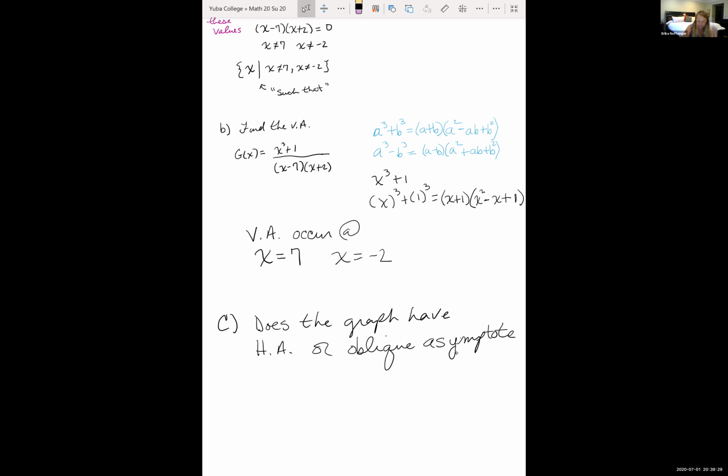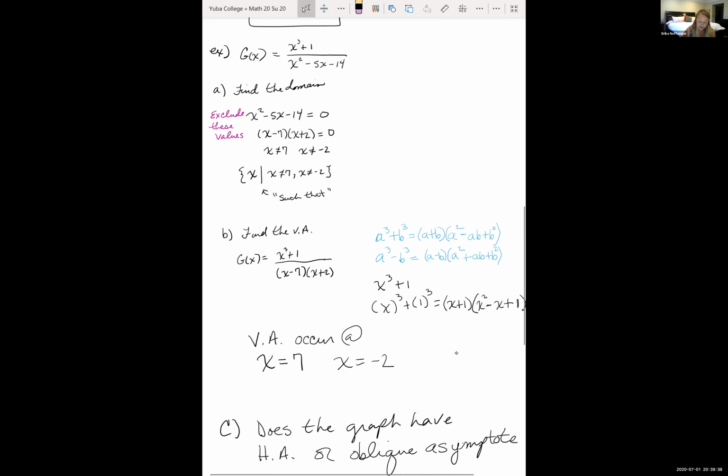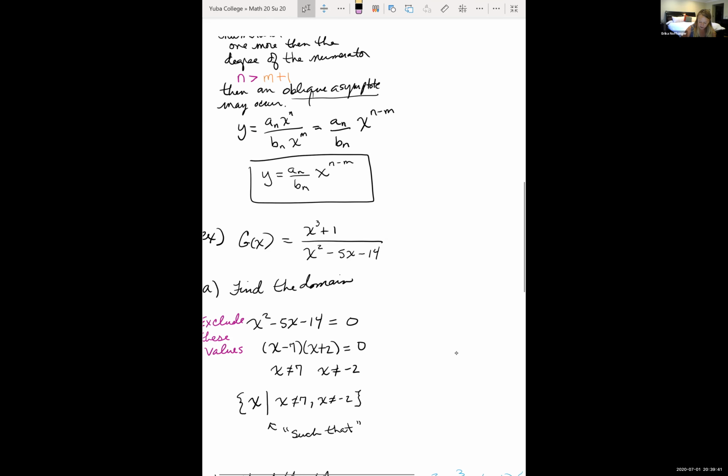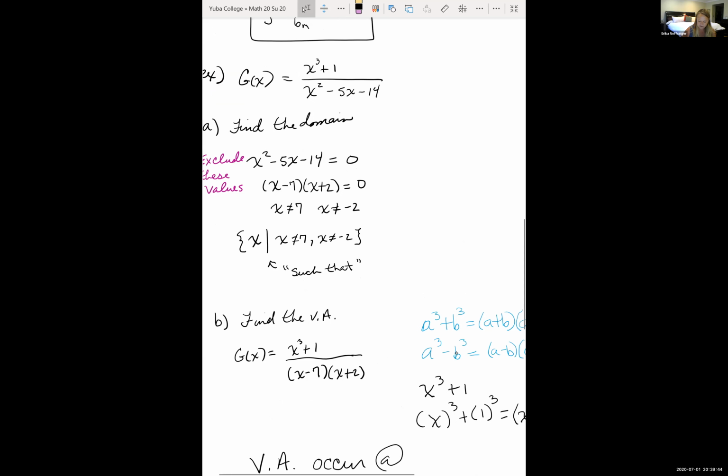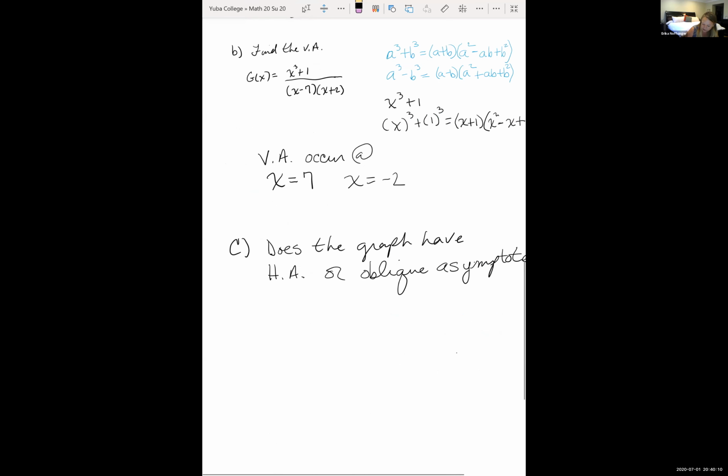Okay, so does this have it? So let's go back up and look at our degree of our numerator and the degree of our denominator. And so if we look at our degree of our numerator, notice that we have degree 3. And if we look at our degree of our denominator, we have degree 2. So the degree of our numerator is larger than the degree of our denominator. So it's not going to be the x-axis, y equals 0, because they're not the same. It's going to be a slant asymptote because that degree of the numerator is just one more than that degree of the denominator. So it has a slant asymptote.